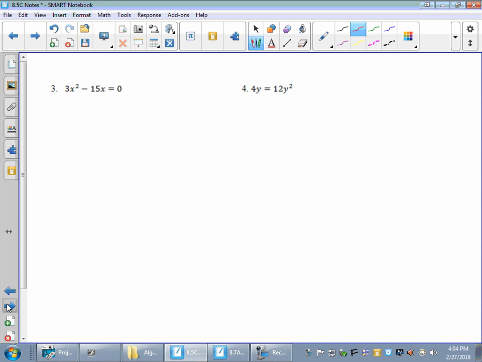Example number 4. Make sure we're going through our checklist. First thing, is it set equal to 0? Nope, not quite. All right, how am I going to set this equal to 0? Well, a lot of you guys like your variable to be on the left-hand side. So let's go ahead and subtract 12y squared from both sides. On my right-hand side, they cancel out and I get a 0. On the left, we would have 4y minus 12y squared.